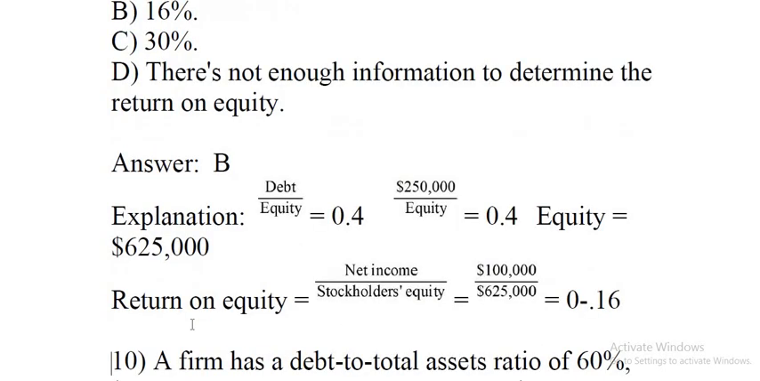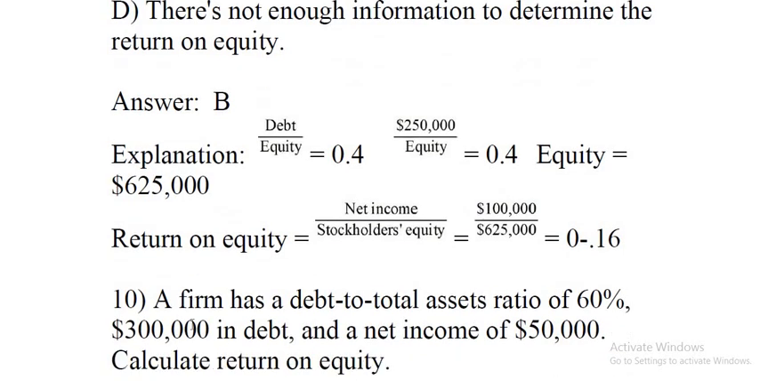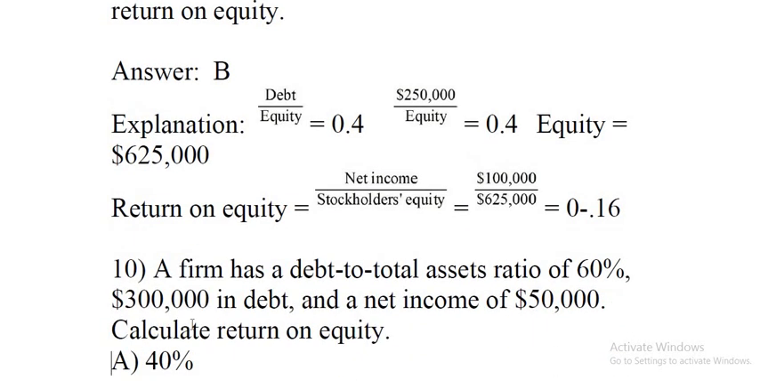Using this number in the return on equity equation, net income divided by stockholders' equity. Net income 100,000 divided by the equity number, that's 625,000. It will give us 0.16. So the return on equity equals 0.16. Next question.